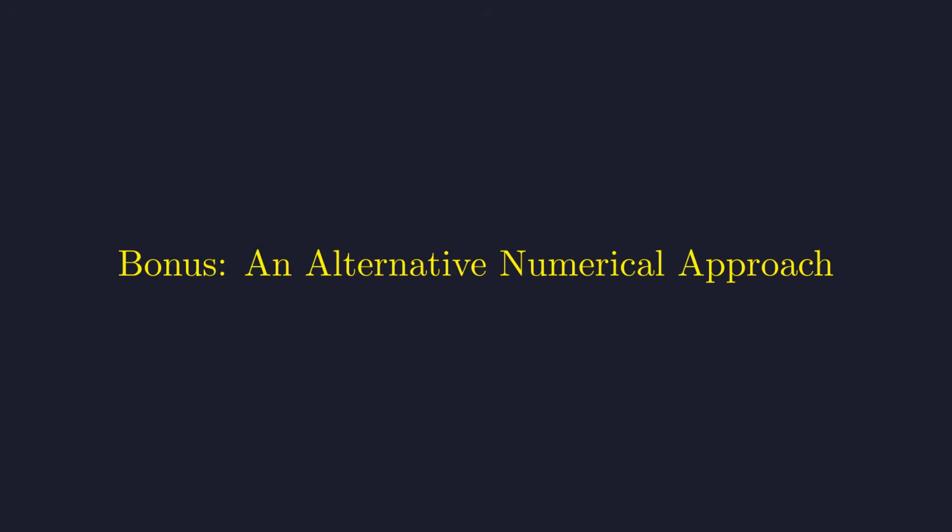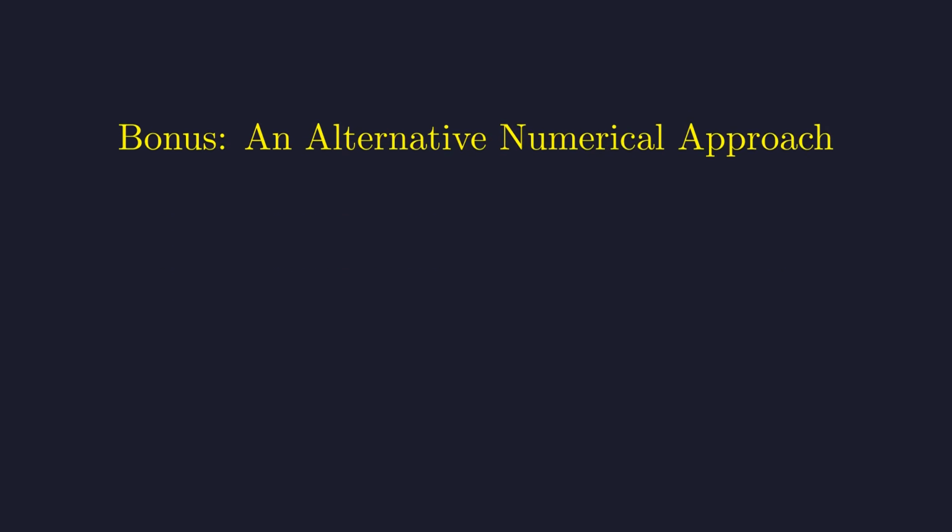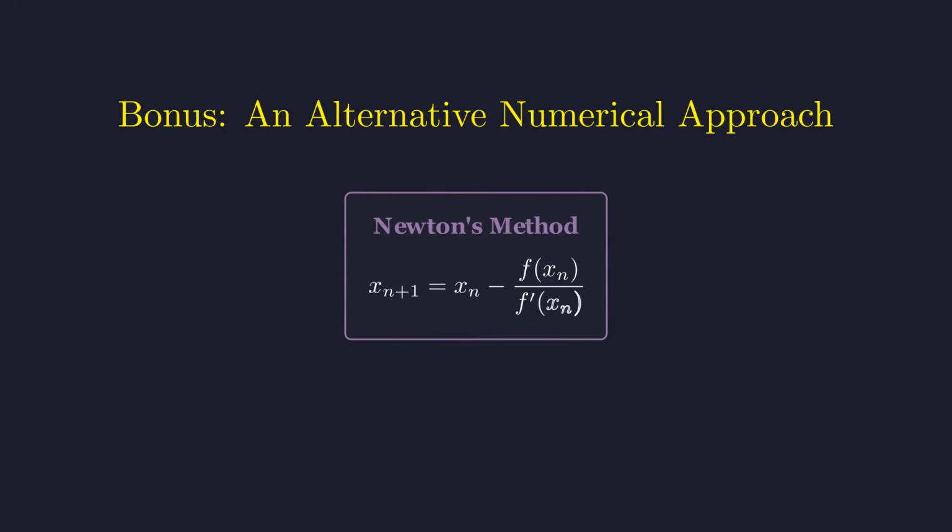But what if we didn't have the Lambert W function? We could still find the answer using a numerical technique like Newton's method. Newton's method is a powerful iterative process for finding the roots of a function, that is, where the function equals 0. It starts with an initial guess and repeatedly refines it.